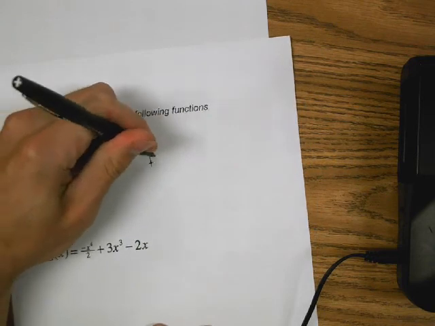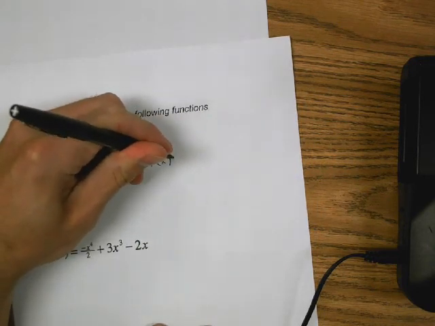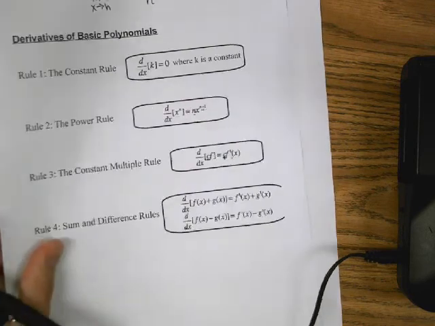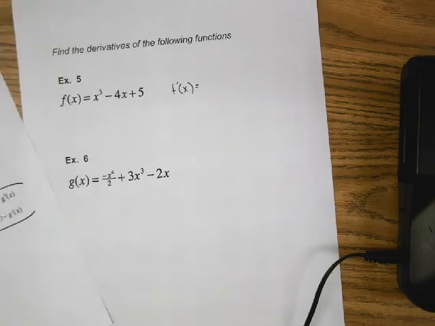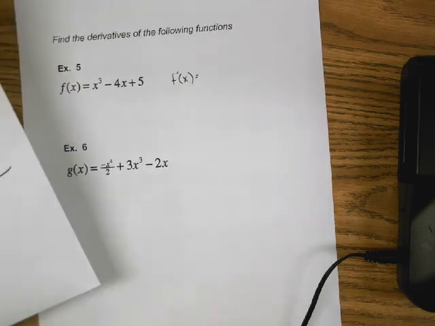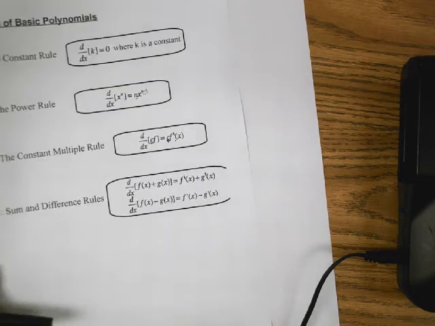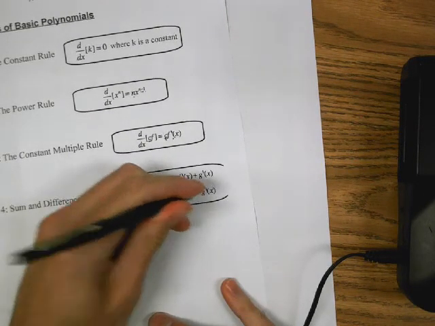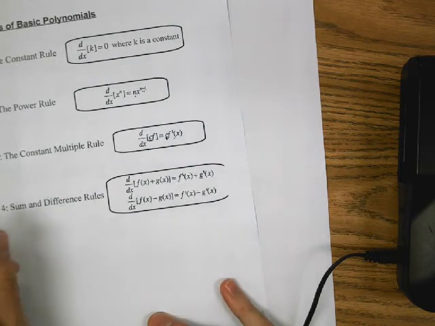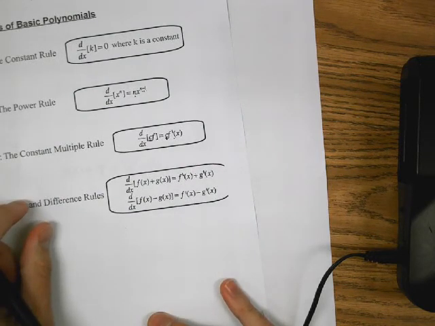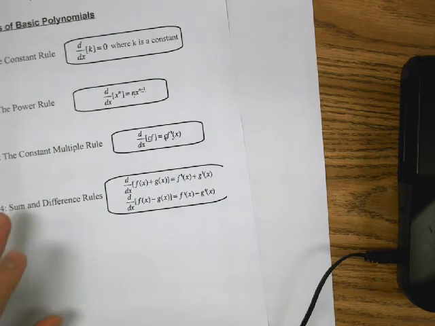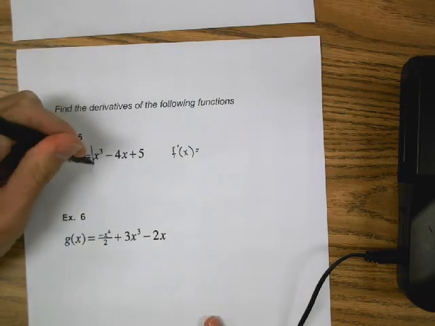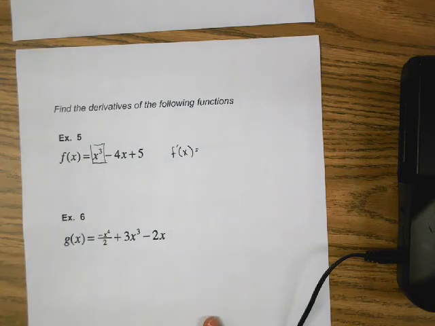Okay, example 5, we've got x to the third minus 4x plus 5, and we want to find the derivative. So f prime of x. Well, again, let's look back here. It looks like we're stringing together a bunch of terms, adding, subtracting, so we could use our sum and difference rules. Basically, all it's telling us to do is take the derivative of each one separately and add or subtract them together. Okay? So let's take a look at that.